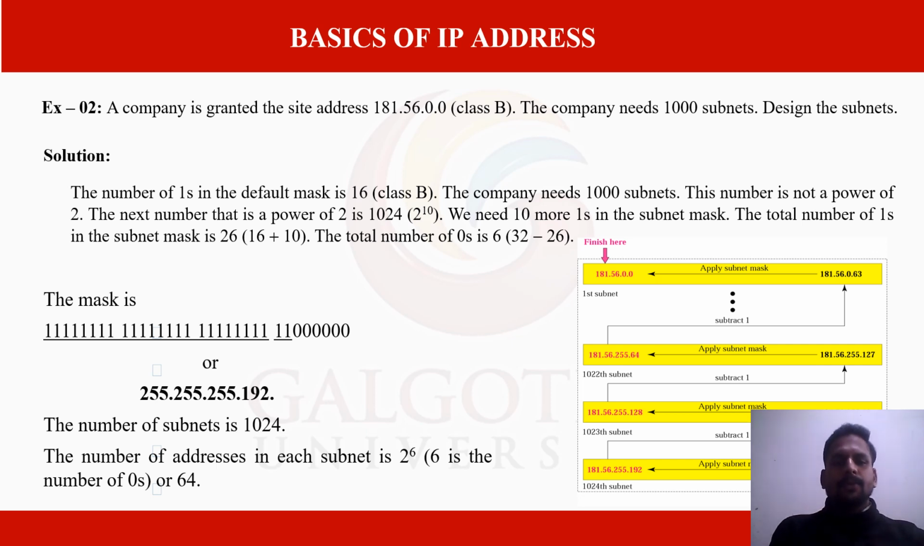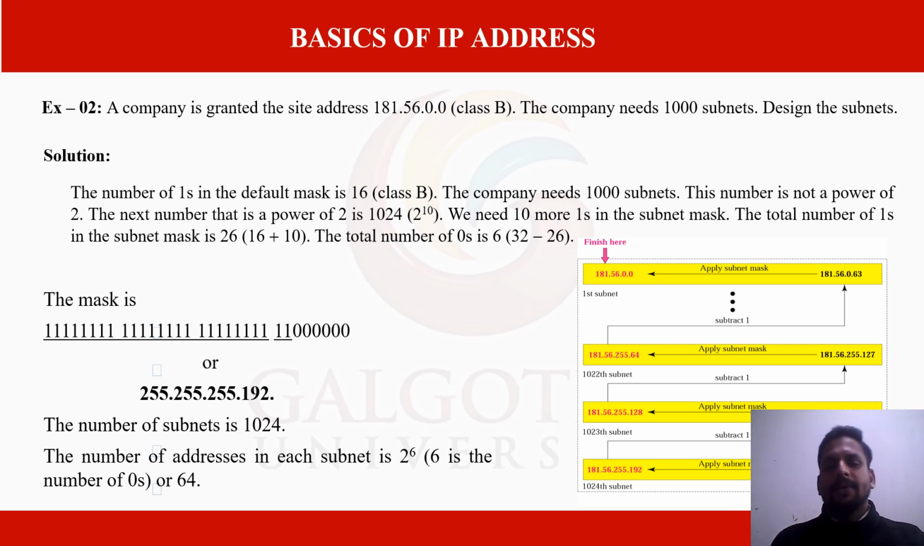And then example number 2: a company is granted the site address 181.56.0.0, that means a class B address, and the company needs 1000 subnets. Now you see in the previous exercise we were looking for 6 subnets, but here it is 1000 subnets, so we need to find the 2 power n value. If n gives 1000, then we can use it, otherwise we need to find the close-by value. 2 power n is not giving exactly 1000, so here they are telling 1024 it will give. So 2 power 10 will give the value of 1024.